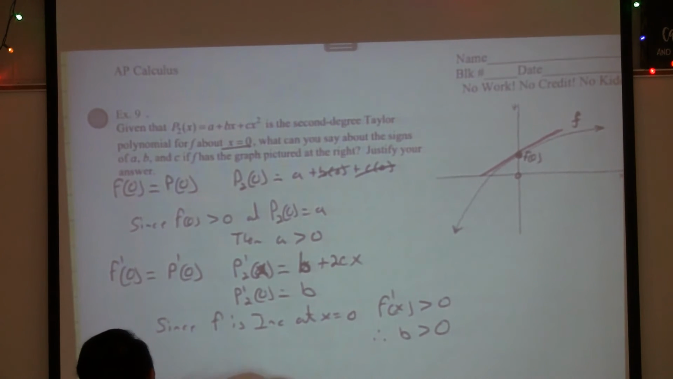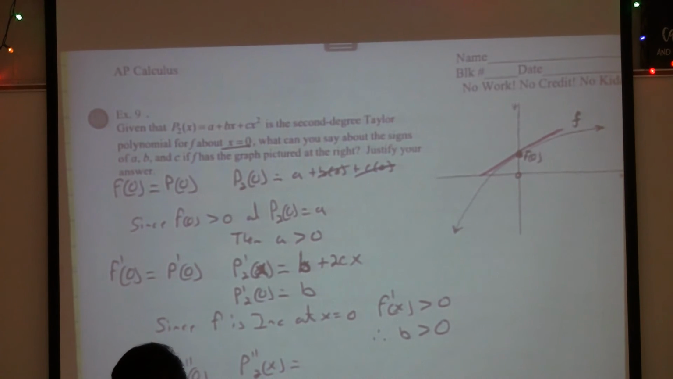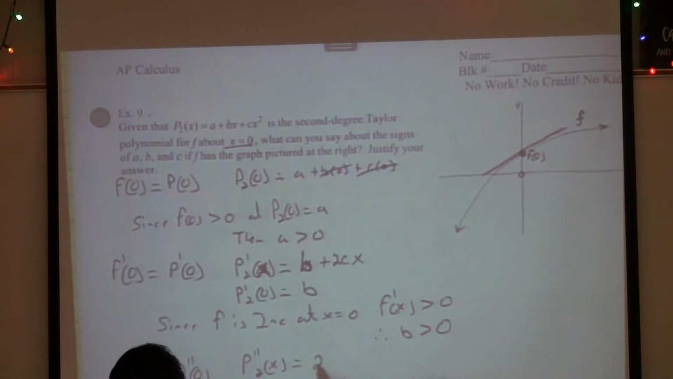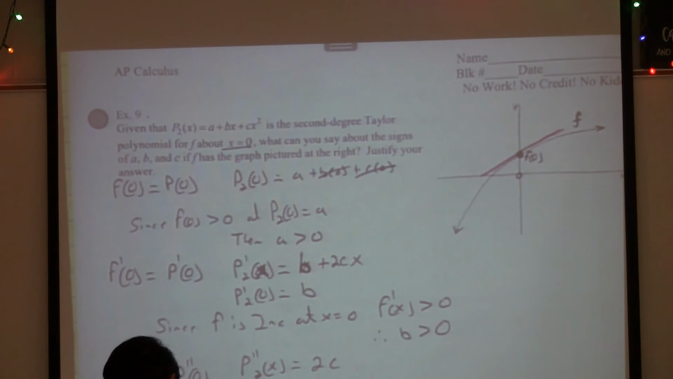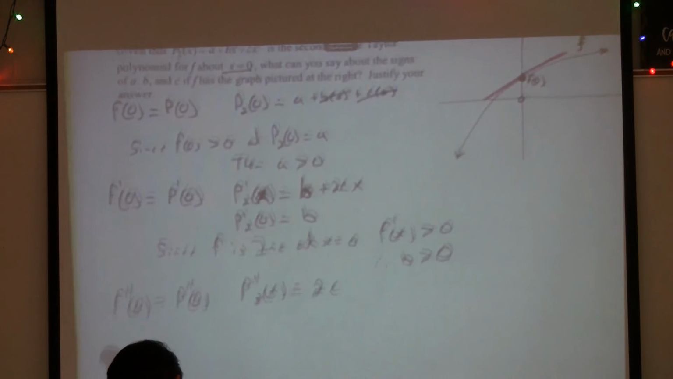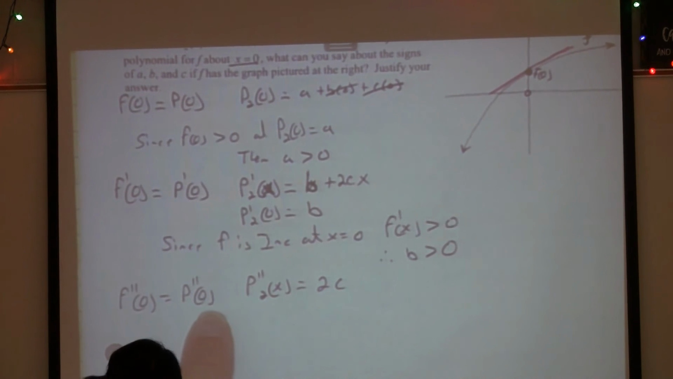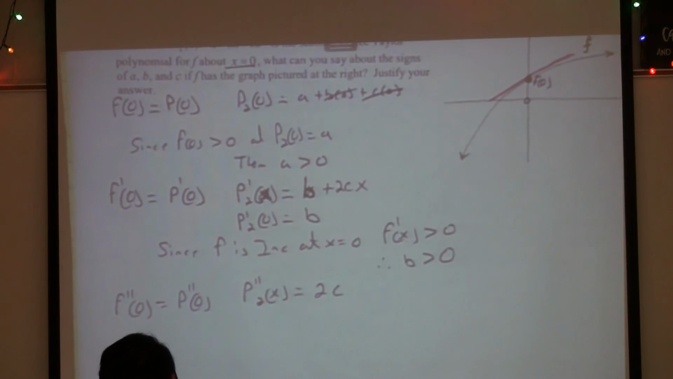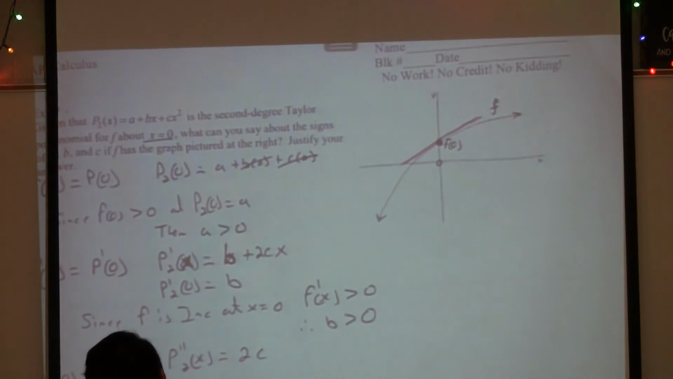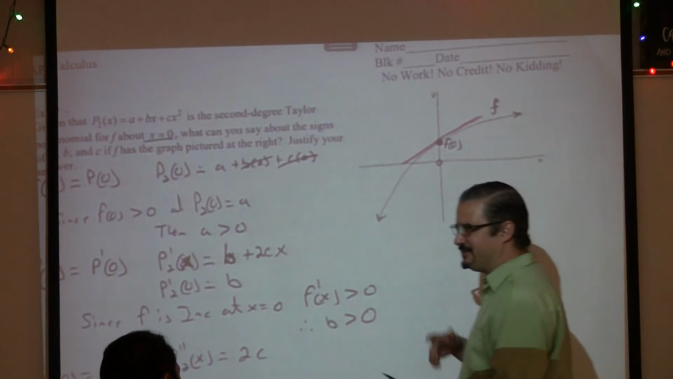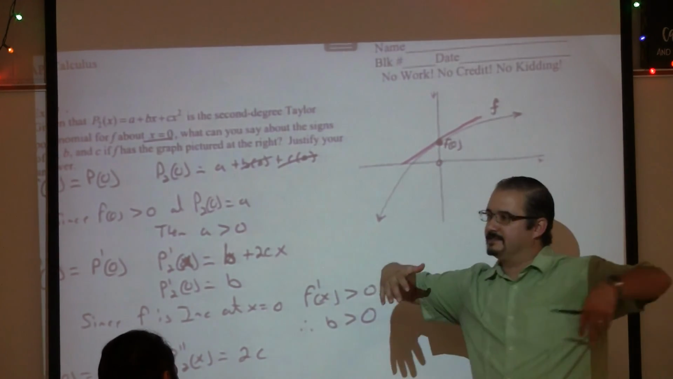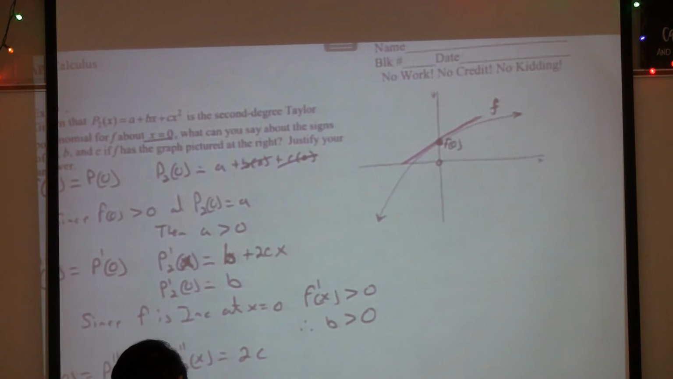We're gonna have to use the second derivative idea, right? Because the second derivative of this polynomial is gonna give me what? What would be the derivative of this guy? 2c, right? You agree? Okay, so what do I know about the second derivative of f? Because it's equivalent to the second derivative of p. It's negative. How do you know the second derivative is negative? Because it's concave down, right?